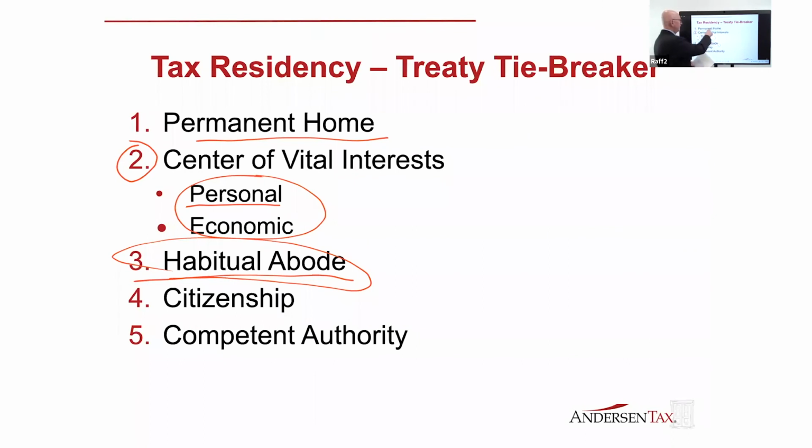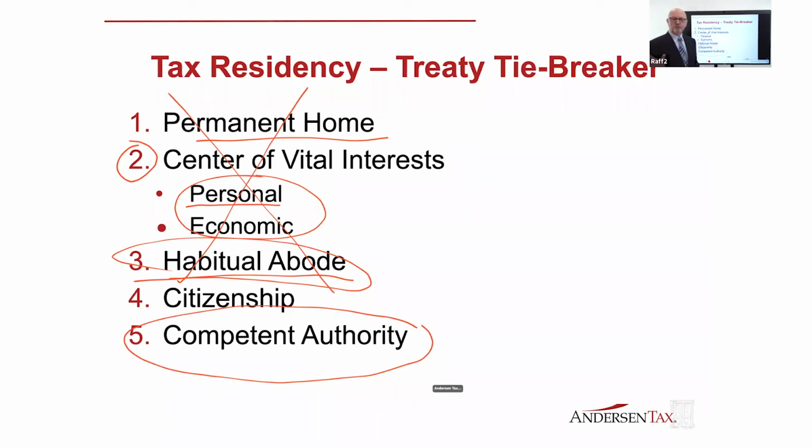Now, if all these first three tests are not determinative, you go to the fourth test, citizenship. Where are you a citizen? Well, of course, you could be a citizen of both countries or of neither. In that case, you get to a really unusual situation here. Unusual and usually undesirable, in that you get to something called competent authority. Now, you can debate the use of the words competent authority.